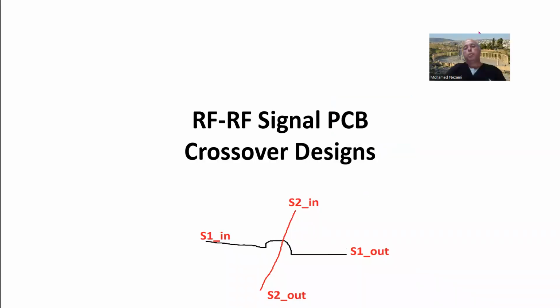So today's lecture is basically RF to RF signal PCB crossover designs. Like I said in the beginning, this is where you have two signals, and somehow one has to cross over to the other side without touching and shorting to the other signal. So we use a crossover to perform this function. And symbolically, that's like this here. The two signals, one signal goes this way, another signal has to jump over and go that way.